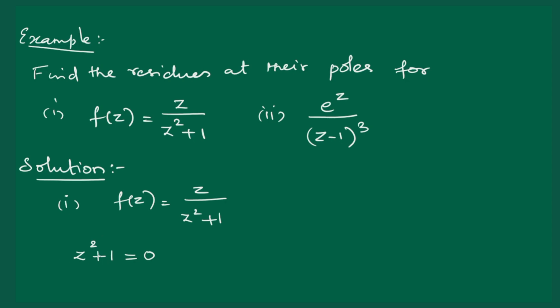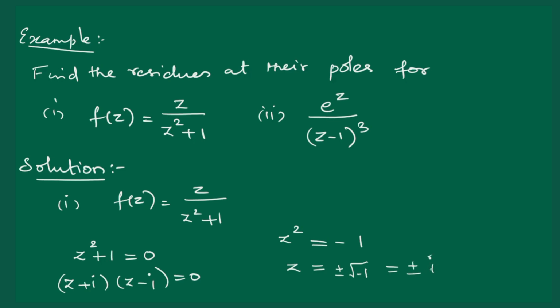Let us factorize this. z square plus 1 can be written as z plus i into z minus i. Why is it like this? z square plus 1 equal to 0 means z square is equal to minus 1. If we take the square root on both sides, z is equal to plus or minus root of minus 1. But root of minus 1 is nothing but i, so plus or minus i. Plus i is one root, minus i is another root.